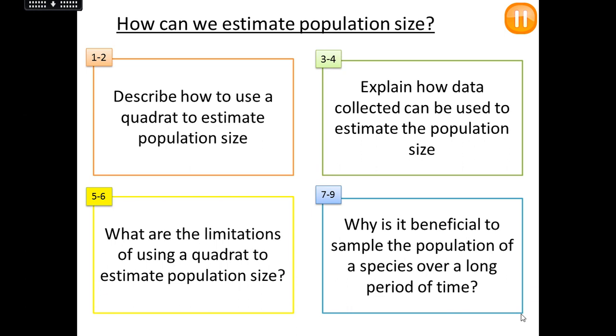Grades 3 to 4, explain how the data is actually collected. So what do you do? You throw the quadrats, you count how many are in the quadrat, that sort of stuff. For grades 5 to 6, why is it not a great thing to do? Why is it only an estimate? What problems might you come across? And then for grades 7 to 9, why do we do it? Why might we do this sampling over a long period of time? Why might we need this data to support us, for example, maybe with an endangered species? So pause the video, write your answers, and then when you're ready, we'll go through the answers.